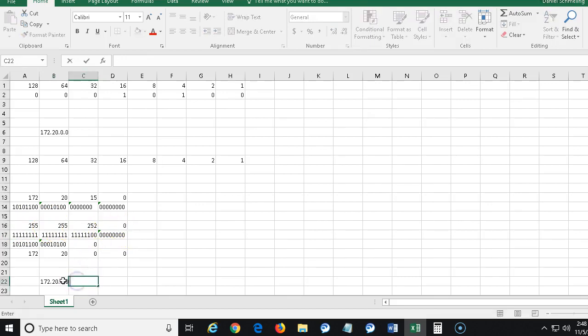Well, the CIDR, the slash notation, is the number of ones in the subnet mask, right? So you have 8, right? 8 per 8, 16, 17, 18, 19, 20, 21, 22. So the CIDR is just simply noted as /22 for this particular problem. Okay, that's all. Thanks.